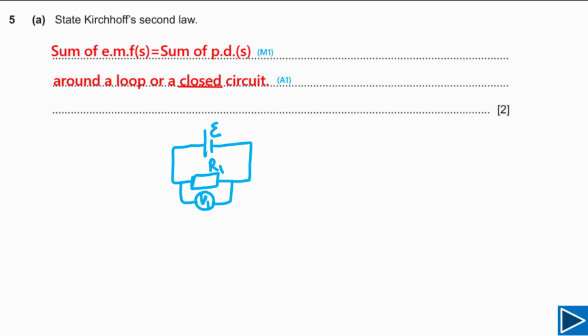And now if we look at this closed loop, in this case simply we can say the EMF is equal to the potential difference across the resistor. So this is our closed loop. So simply we can say in a closed loop, or we can say in a closed circuit, EMF is equal to V1. Meaning the EMF is equal to the potential difference.